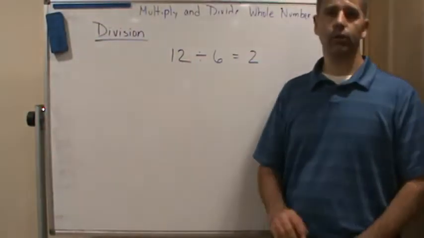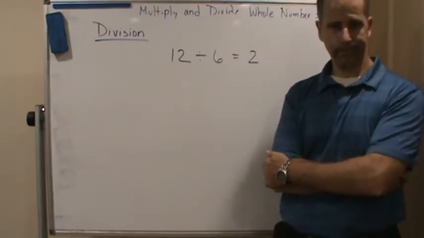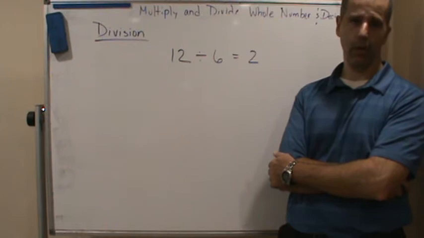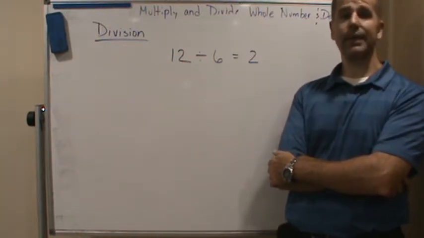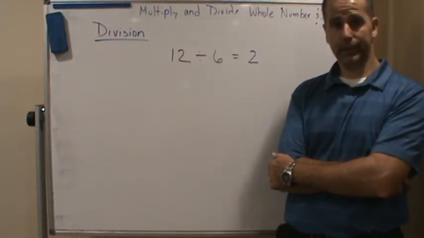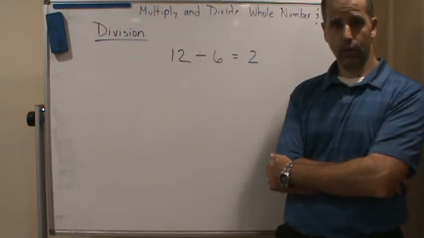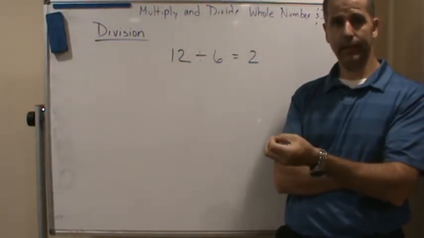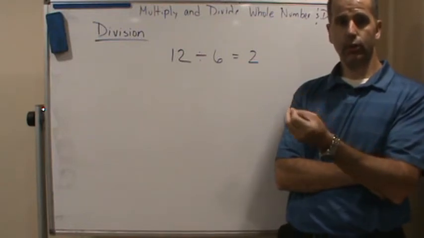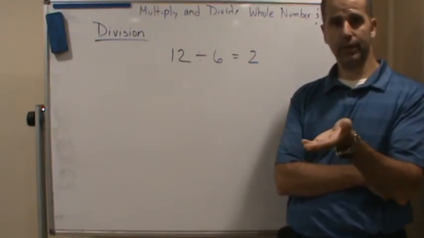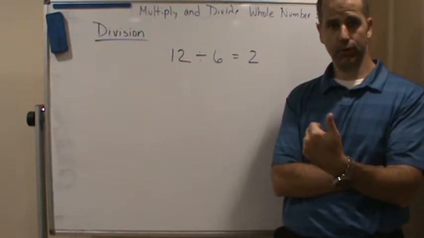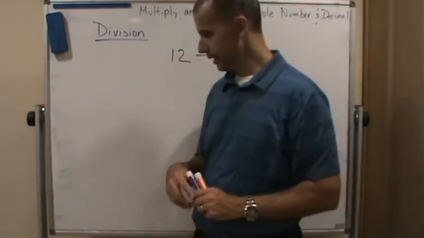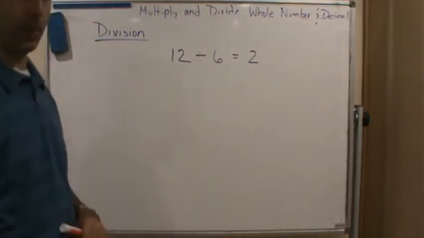Okay, so today we're going to talk about division. Division is what we call an inverse operation for multiplication. What that means is it undoes whatever multiplication does. So if I multiply a number by 2, then to undo that multiplication I would have to divide by 2. And so that's what we mean by an inverse operation. So division is an inverse operation for multiplication.